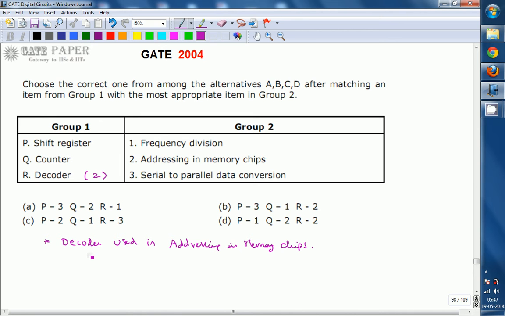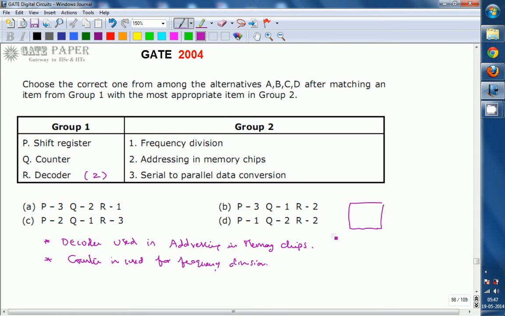Next, counter. Counter is used for frequency division. Mainly either JK flip flops or T flip flops are used internally to get the frequency division.